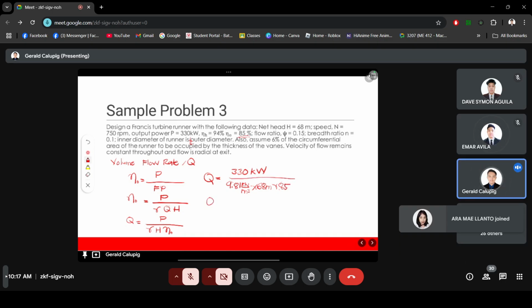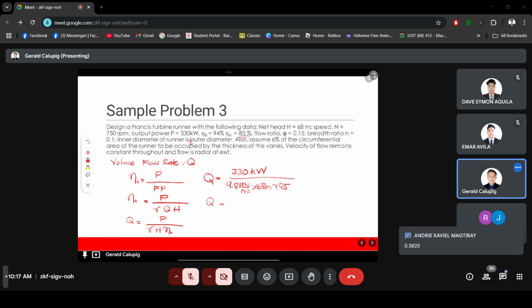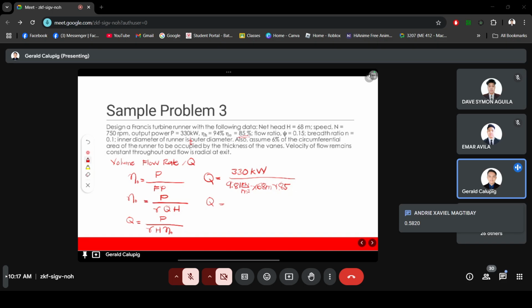We can have our Q is equal to what? Ano pong value ng ating Q? Please try to solve po. 0.5820. Okay, thank you. So we have here the value of Q is equal to 0.5820 cubic meter per second. Okay. Since you already have the value ng Q, let's proceed to the velocities.